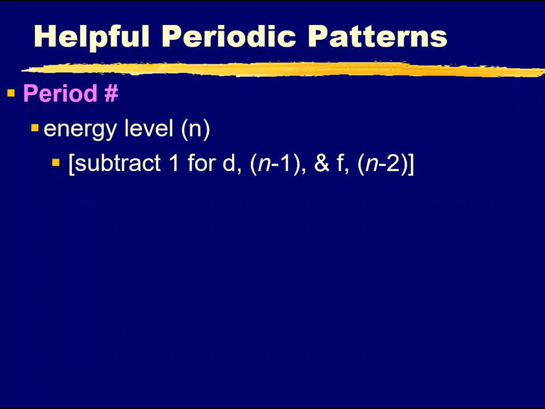Now, what we're going to do here is use the pattern of the periodic table to help us speed up writing out electron configurations. What you need to know about the period number: the period number is designated n, or the principal energy level. And they match for s and p. S and p match the n number exactly. Remember, d is n-1 and f is n-2, in order to match to the correct sublevel.